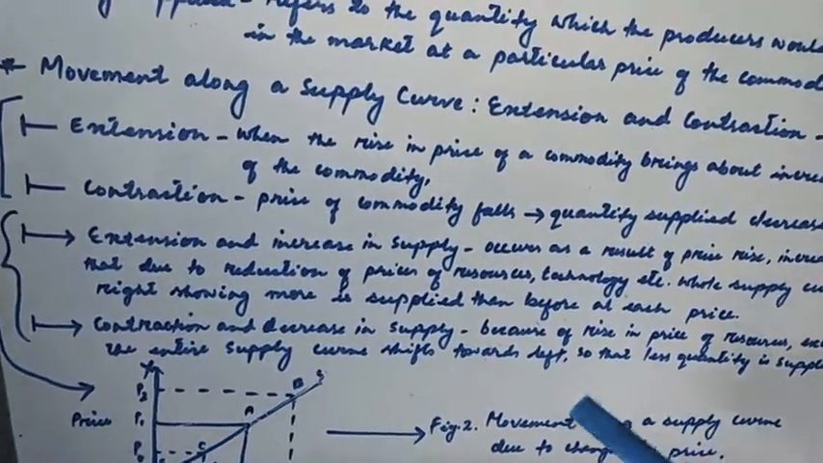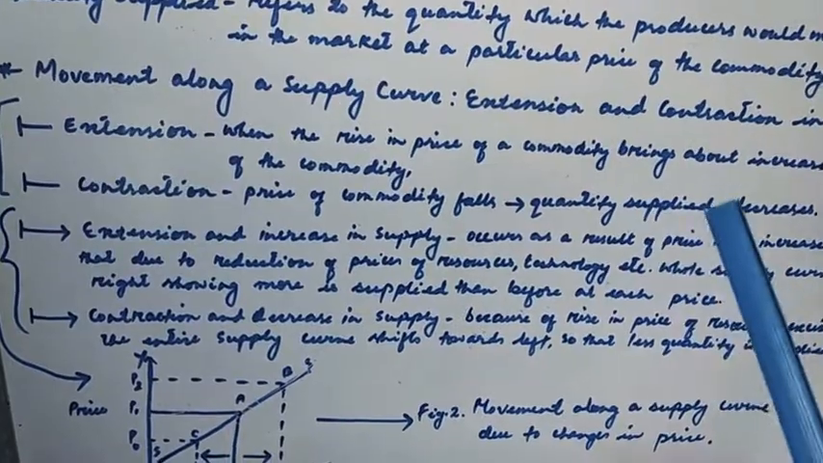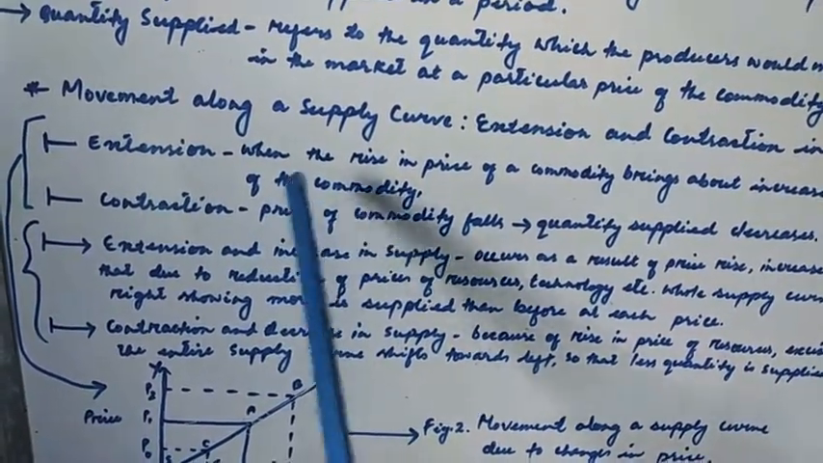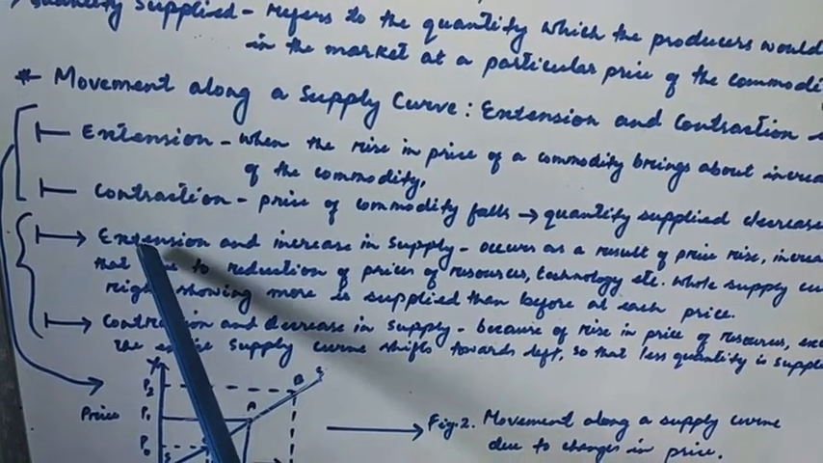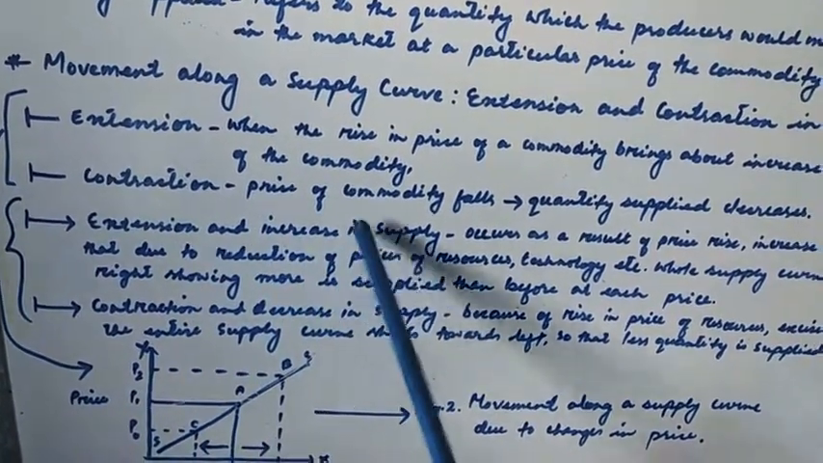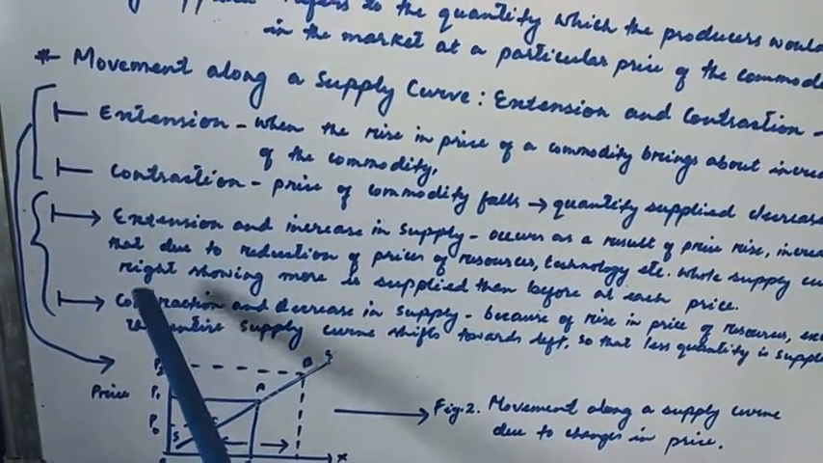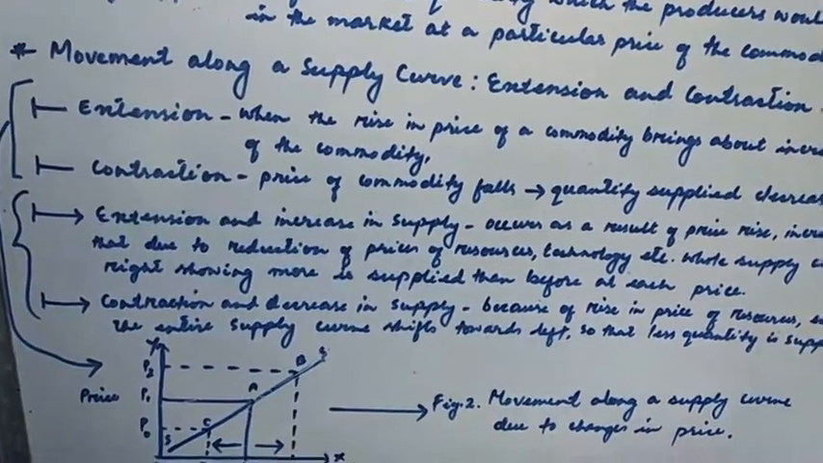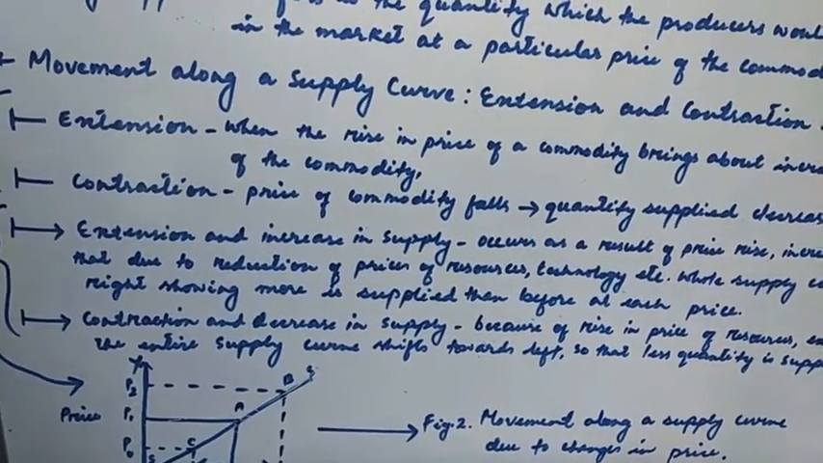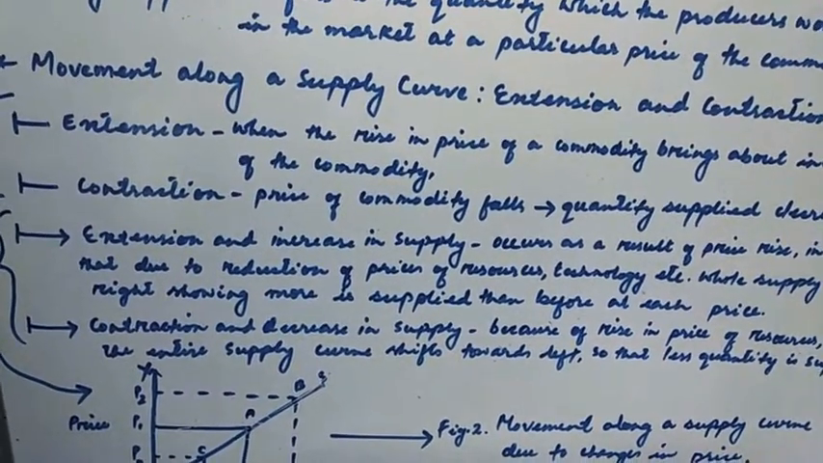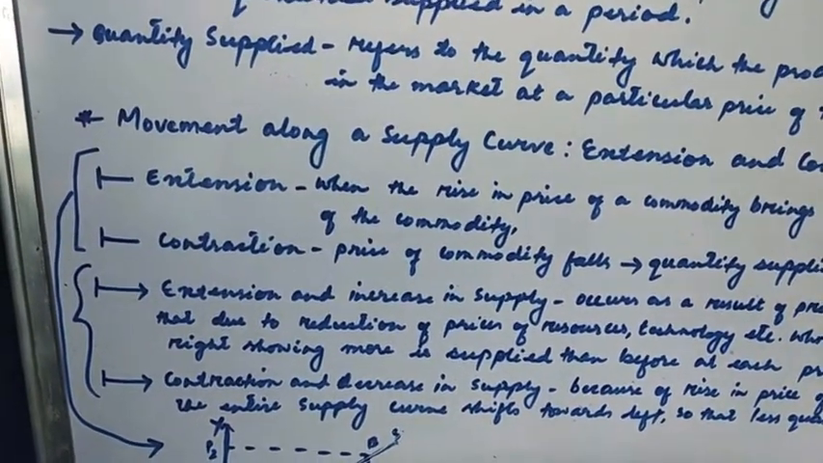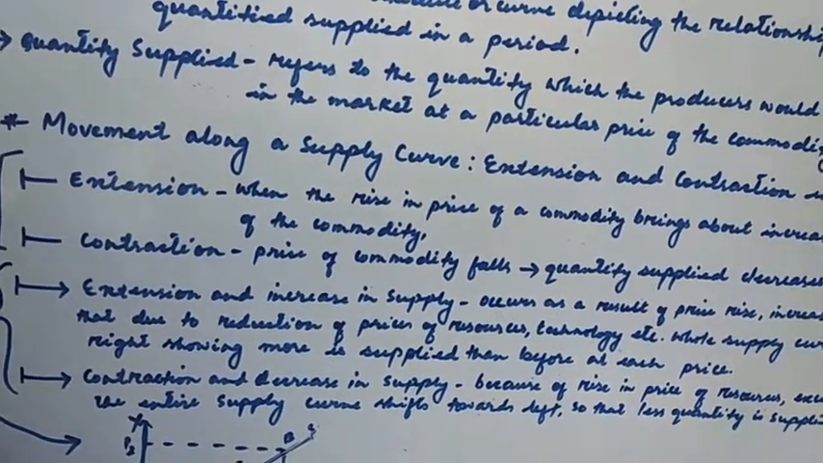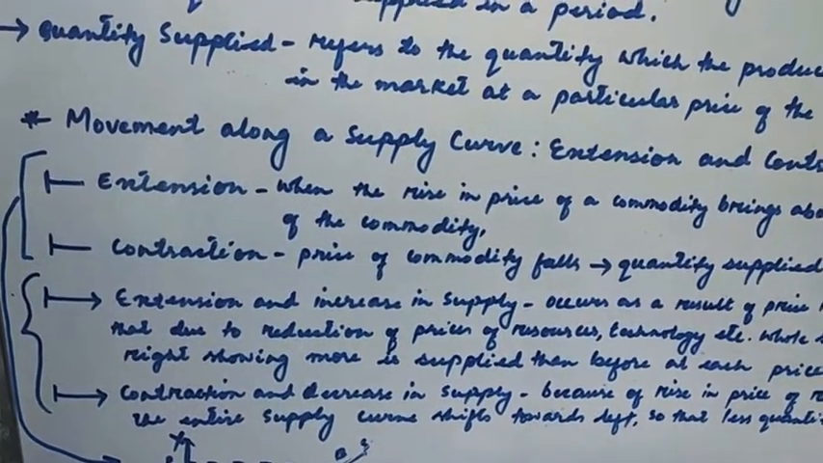So in order to make it clear or not to get confused, we should be able to distinguish them very clearly. That is the distinction between extension and increase in supply, and also secondly contraction and decrease in supply. So let us see one by one. So extension in supply occurs, as we have said, as a result of rise in the price of the commodity. So extension happens because there is a rise in the price of the commodity.